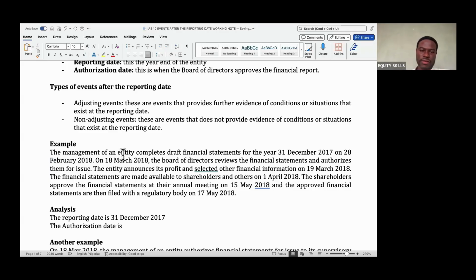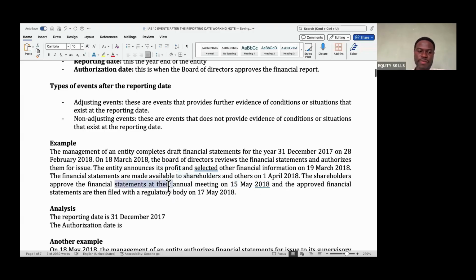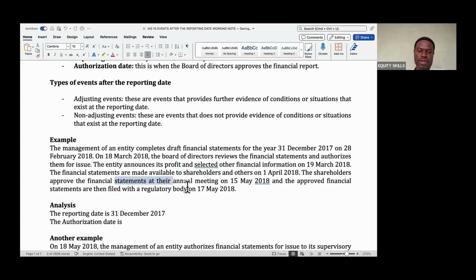So is it 18th of March, which is when the board of directors reviews and authorizes them for issue? Or is it 19th of March, when they announced its profits? Or is it 1st of April, when they presented it to the shareholders? Or is it 15th of May, when the shareholders approved it? Or is it 17th of May, when it was filed with the regulatory body?